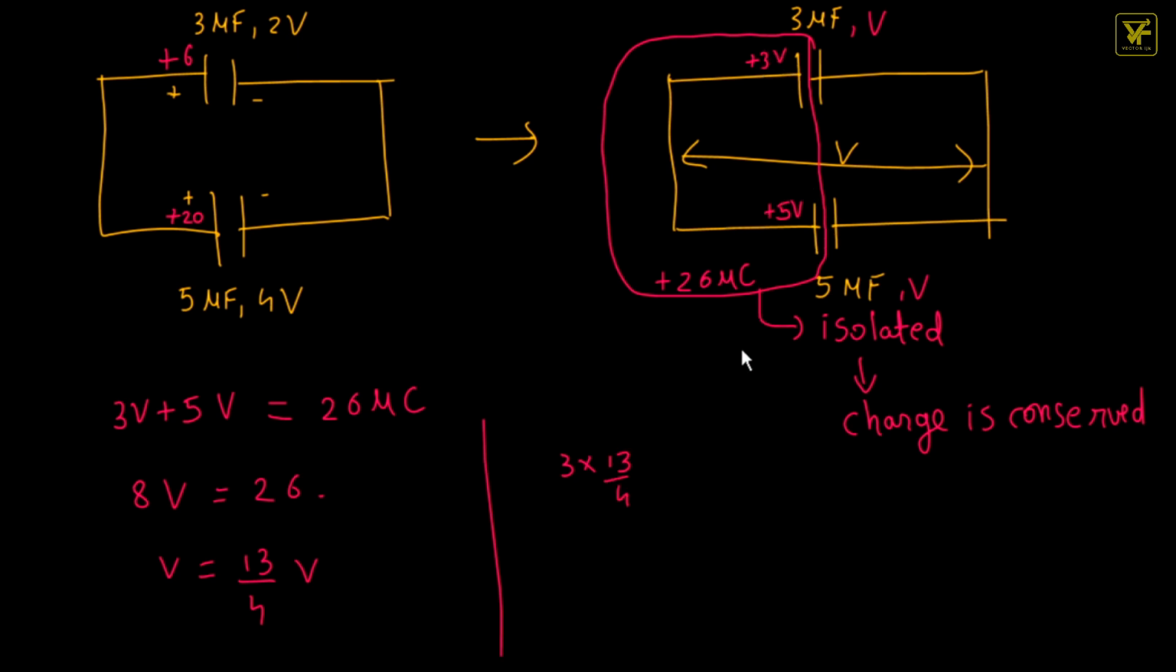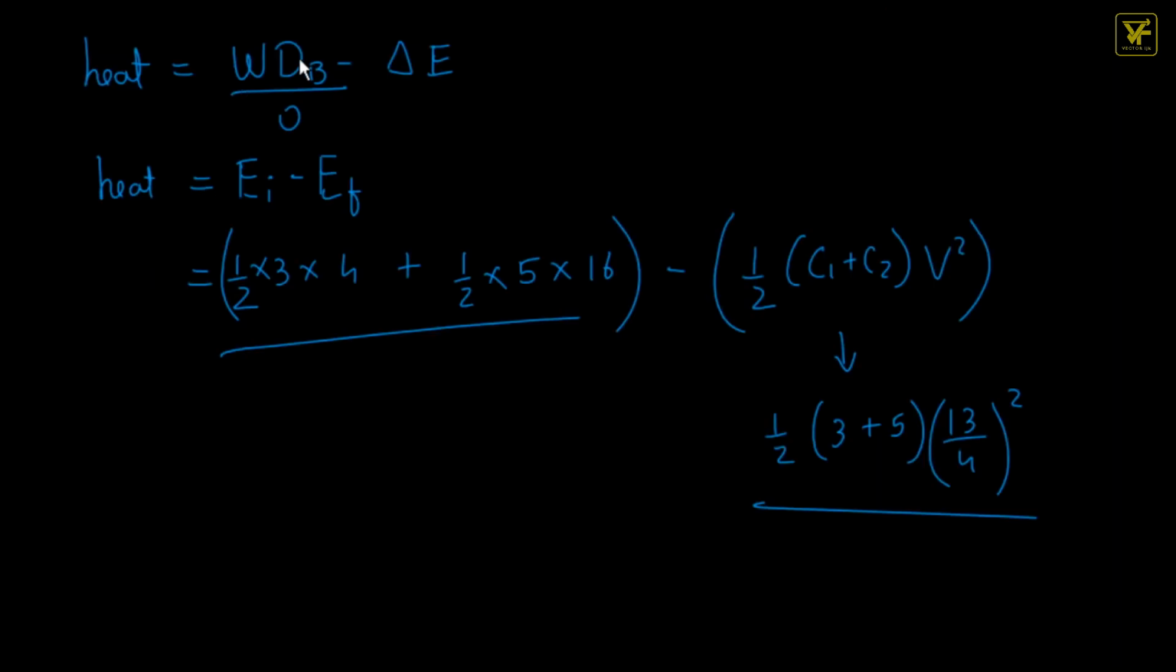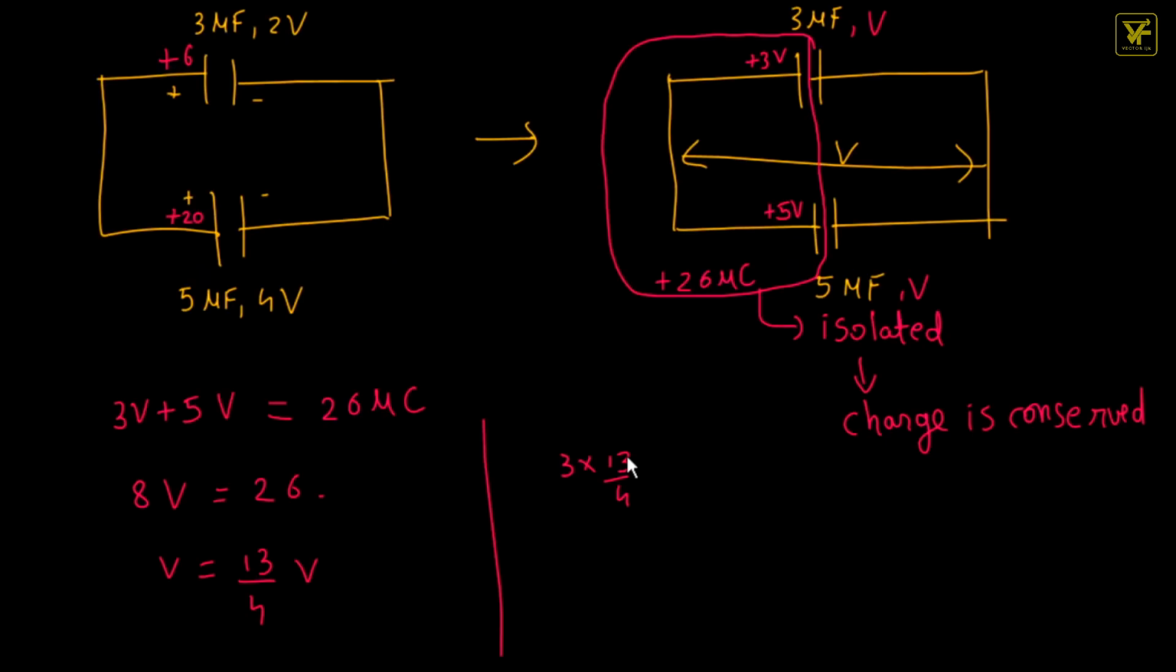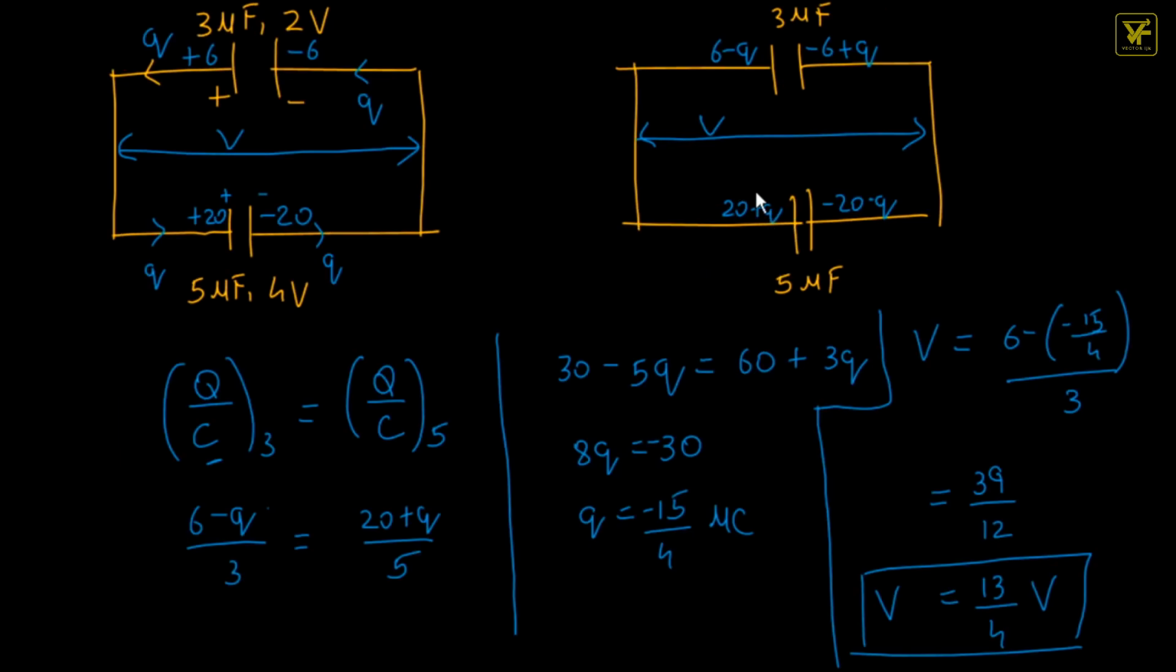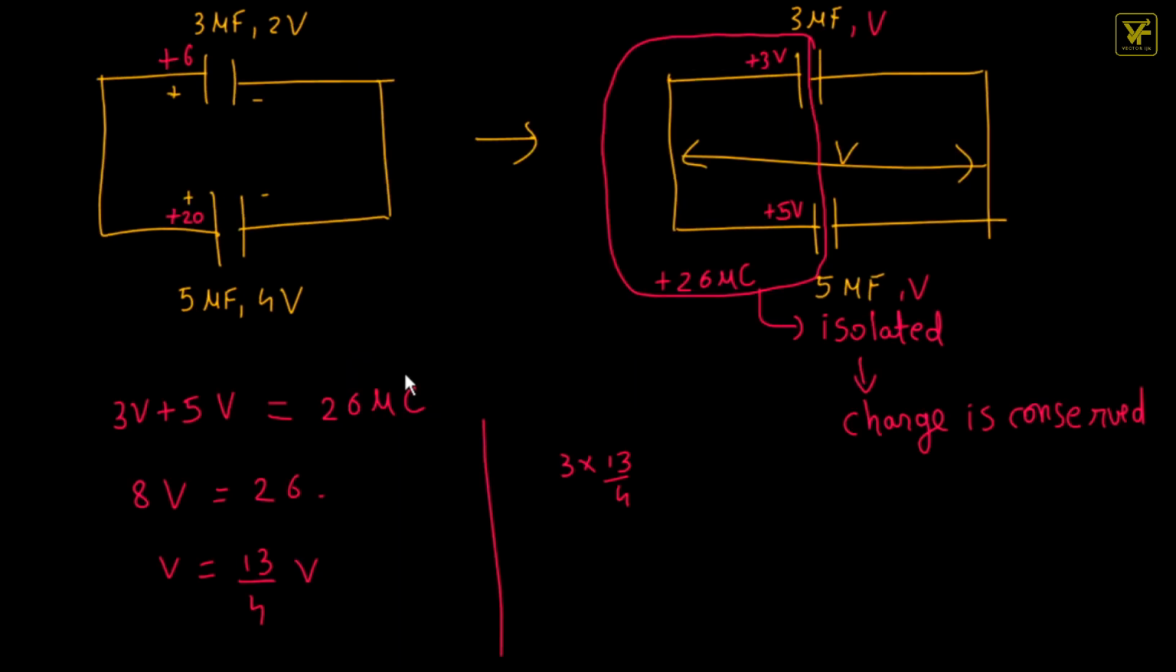If you want charge on this one, it will be 5 into V, which is 5 into 13 by 4. And other things like heat can also be found in a similar way. So this is a shorter method, but it is not always useful. In some questions you have to go by the previous method where some Q charge flows through this, and we'll do that question. So if this is clear, we'll move on to the next thing.